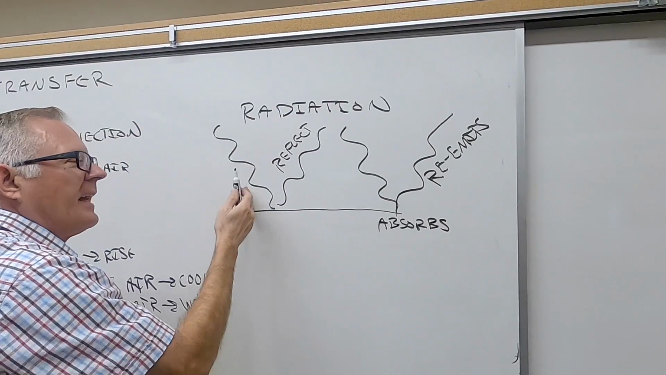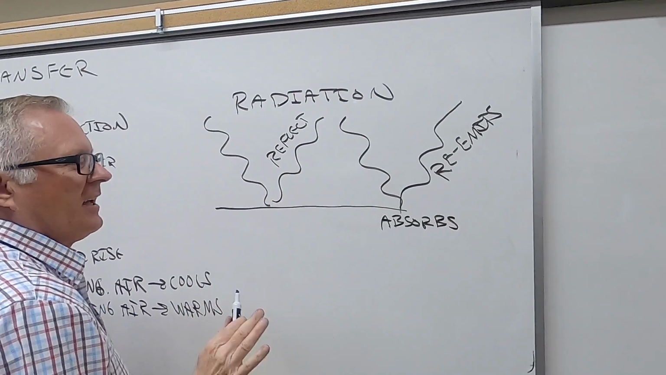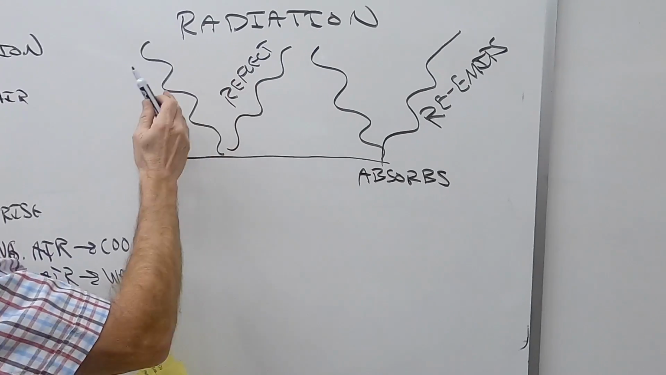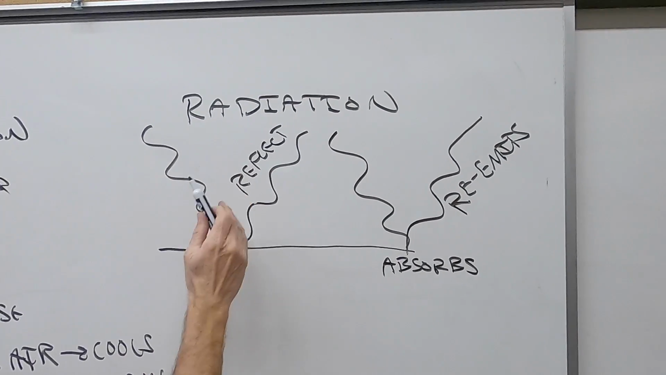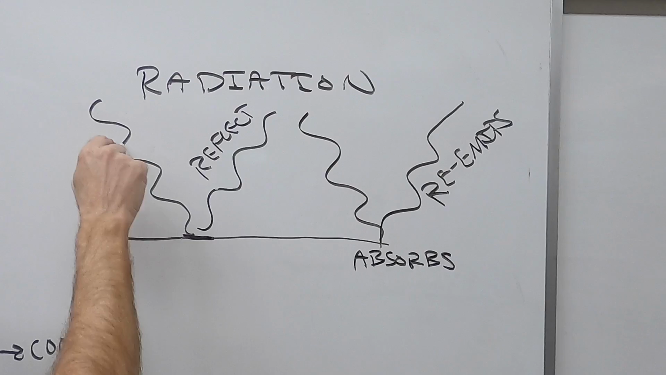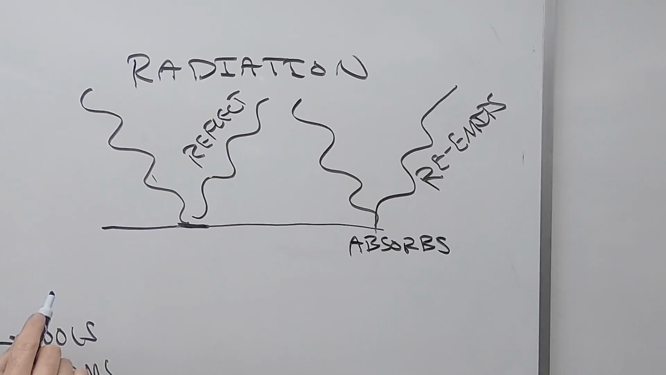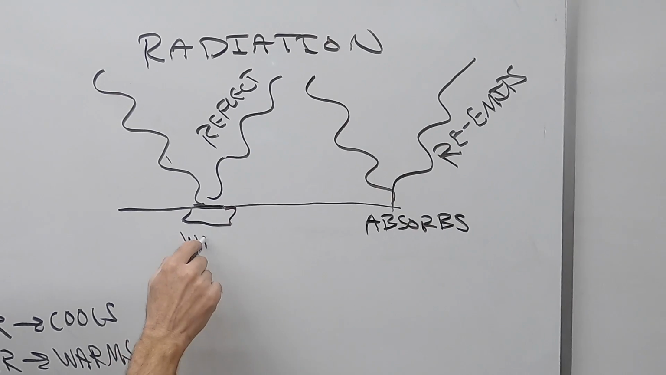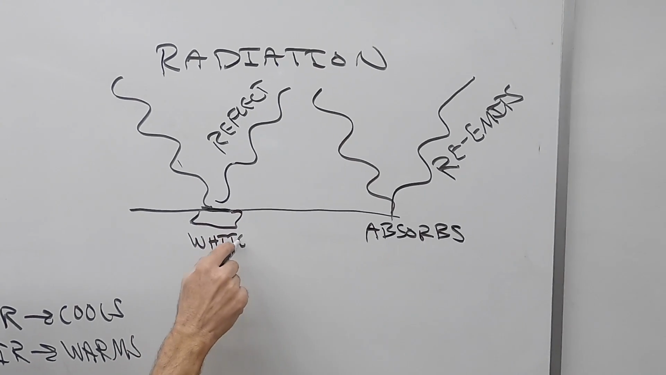Now you might say that looks the same as this, but it's not quite the same right here. This one doesn't lose any energy on the surface. So the energy of this is the same as the energy of this. We would call this something like a white surface.